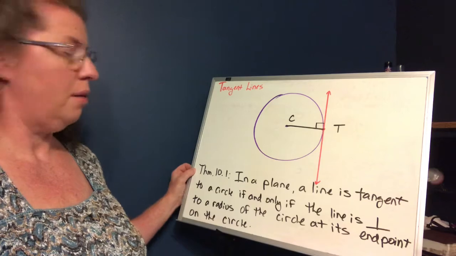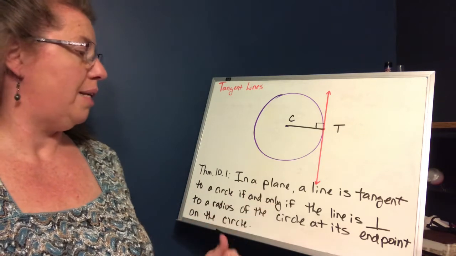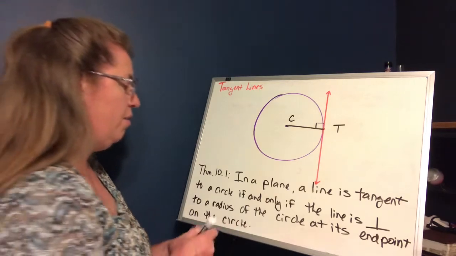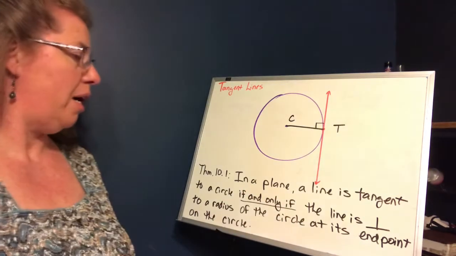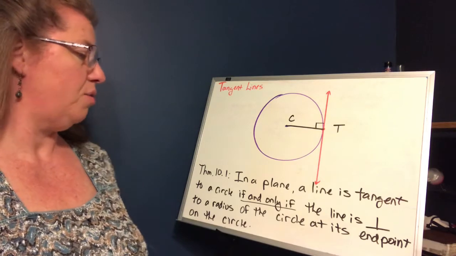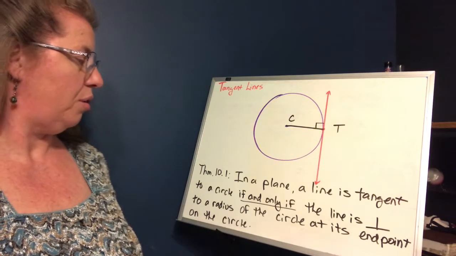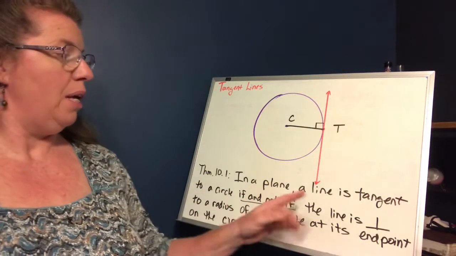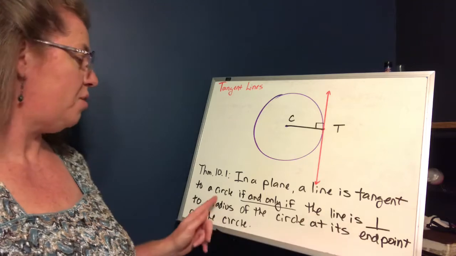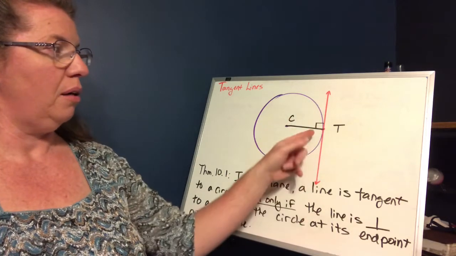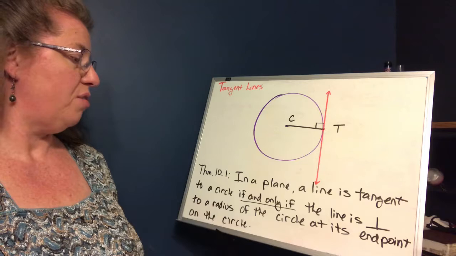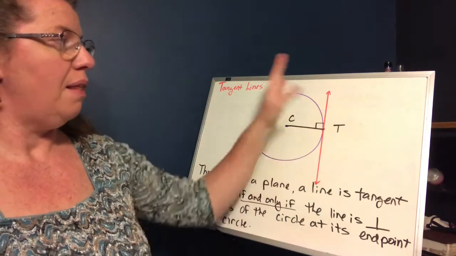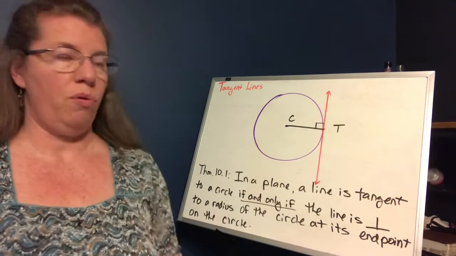Theorem 10.1 states, in a plane, a line is tangent to a circle if and only if, you guys remember that, if and only if, the line is perpendicular to a radius of the circle at its endpoint on the circle. So this means, remember, that it's biconditional, means that it goes both ways. So a line we can tell is tangent if we can tell it is perpendicular to the radius, and vice versa. If we know that a line is perpendicular to the radius, then we know it is tangent. It goes both ways, okay?